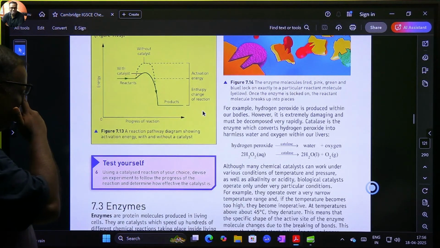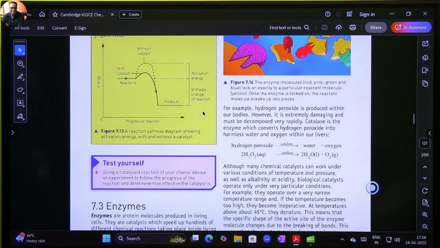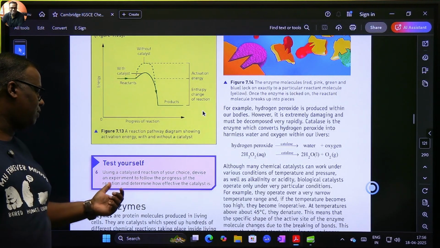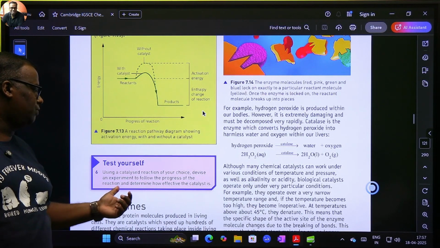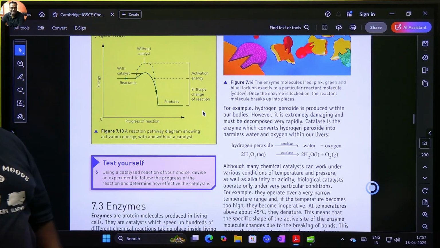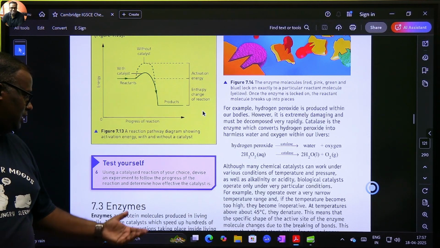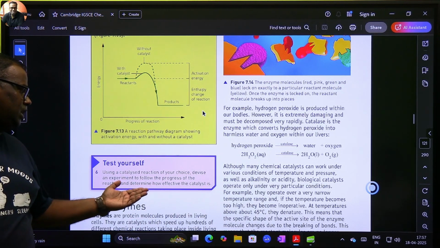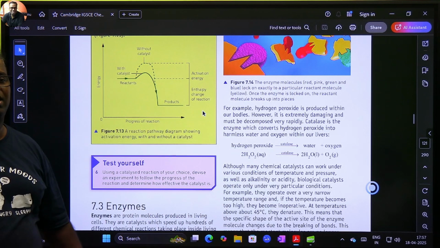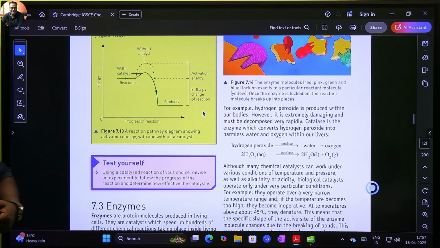So let's ask ourselves this question. Using a catalyzed reaction of your choice, devise an experiment to follow the progress of the reaction and determine how effective the catalyst is. The hydrogen peroxide reaction can be used. First of all, you add a little bit of catalyst.